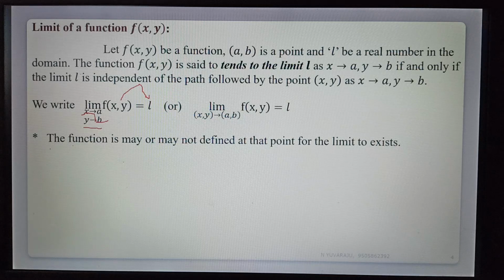Also note that the function may or may not be defined at that point for the limit to exist. f of x comma y may not be defined at the point a comma b for finding the limit.